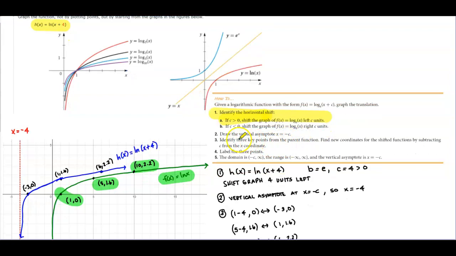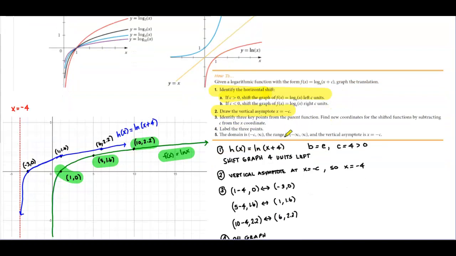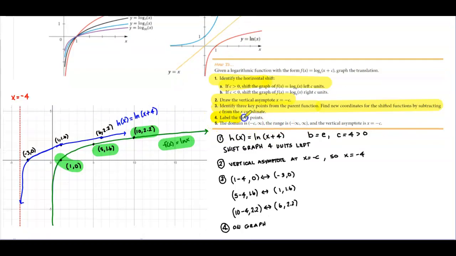Okay, and then we're going to draw the vertical asymptote. The vertical asymptote is x equals the negative value of c. So the value of c is 4, so the vertical asymptote is x equals negative 4. And then we're going to identify 3 key points from the parent function, which we've done. And then we're going to find new coordinates for the shifted function by subtracting c from the x-coordinate. And then we're going to label those 3 points and determine the domain, range, and vertical asymptote.